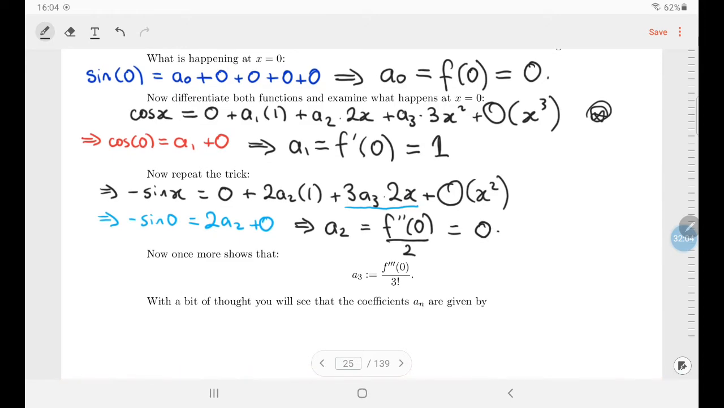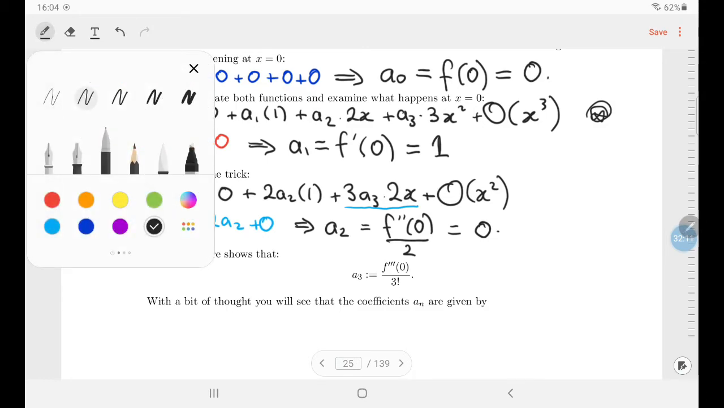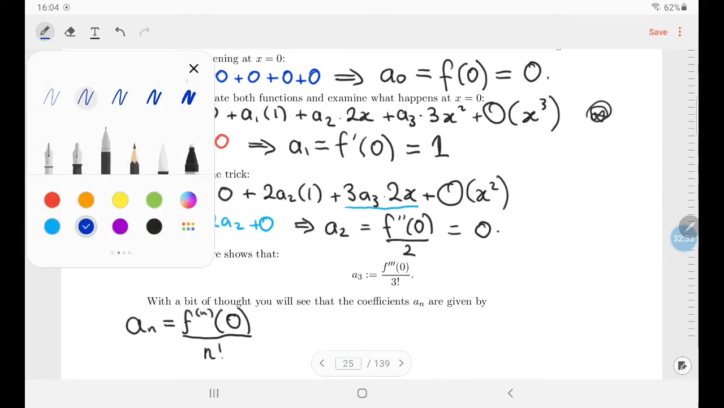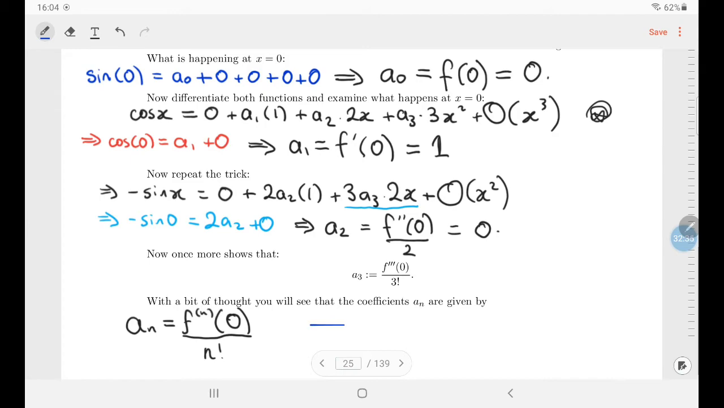Okay, and you go once more, and what you can show is that all of the coefficients are given by a_n equals the nth derivative of the function evaluated at 0, divided by n factorial. And what that means is, for example, with the example that we're running with here, which is sine of x. Was it sine of x? Yeah.